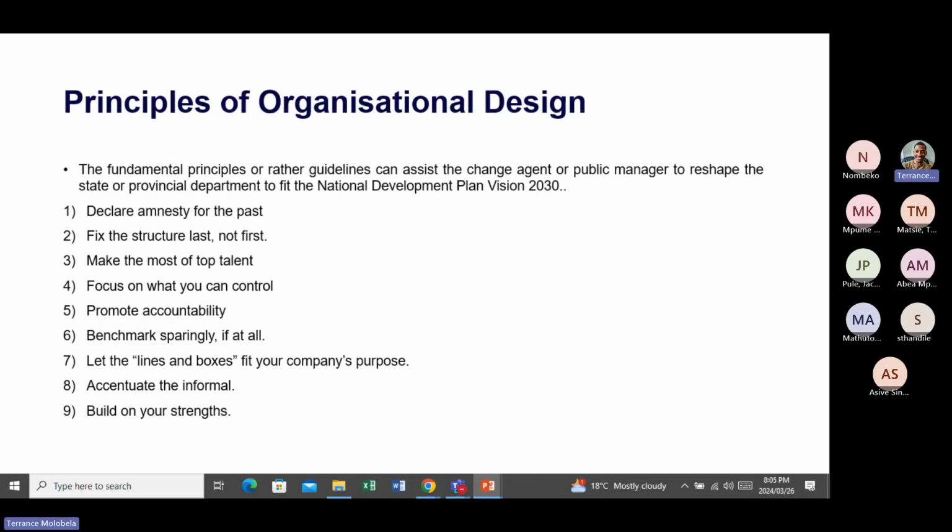So lastly, we have principles of organizational design. Remember, there are 9 business principles in organizing. And then you also have 9 principles of organizational design. Those were business principles; these are principles of organizational design. Don't confuse them. Very, very important. So as we begin, you have 9 principles. I don't think I'm going to go through them because of time.